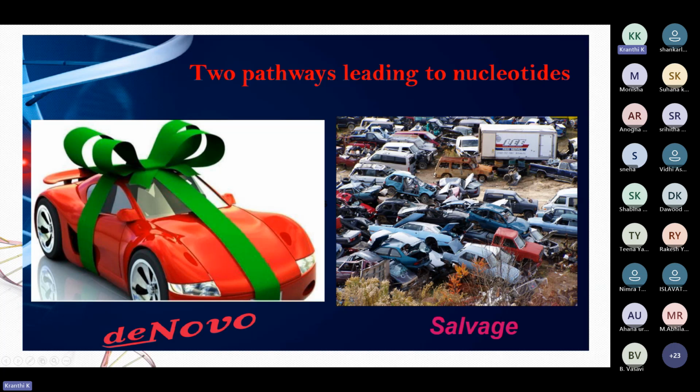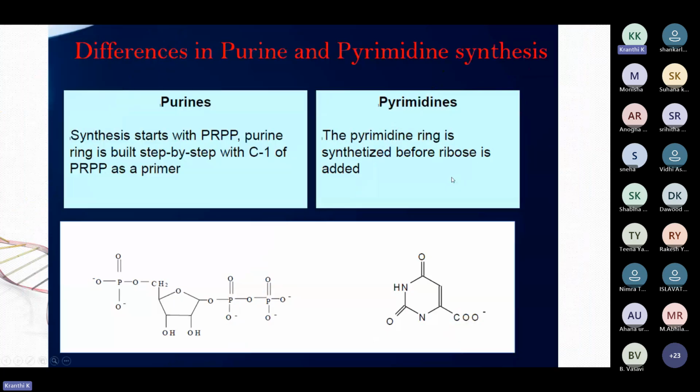Then salvage means already existing. After breakdown of the purine or the breakdown of the nucleic acid, we are reutilizing that. That's called salvage. Clear? Now, coming to the difference between purine and pyrimidine synthesis. We are talking about the synthesis, right? The purine and pyrimidine synthesis.